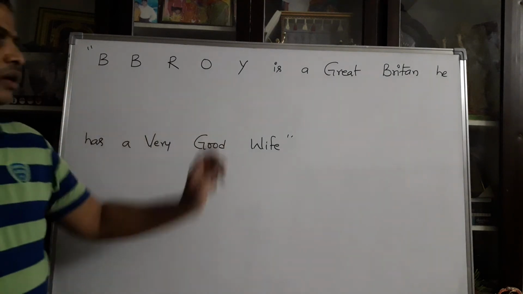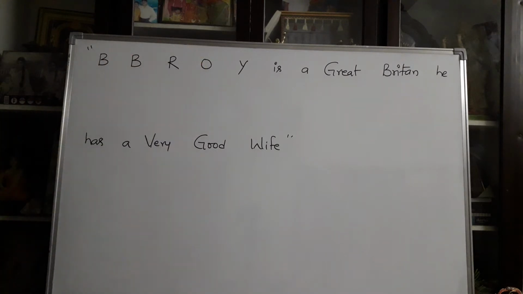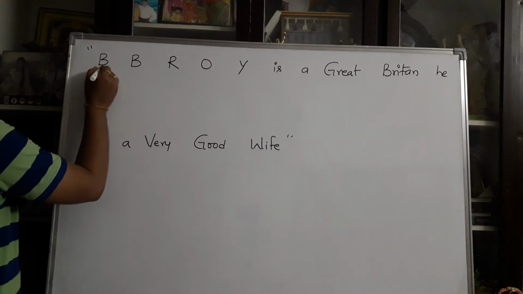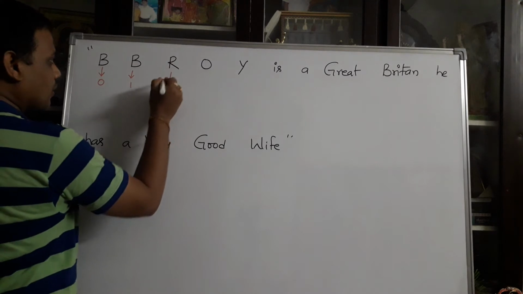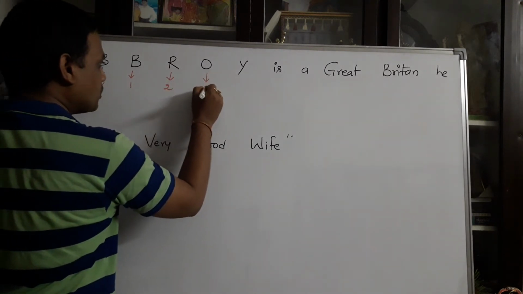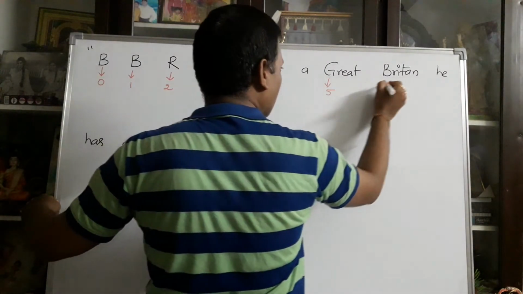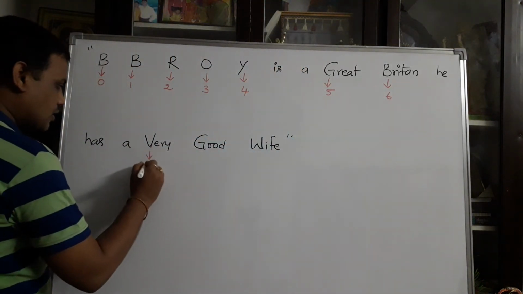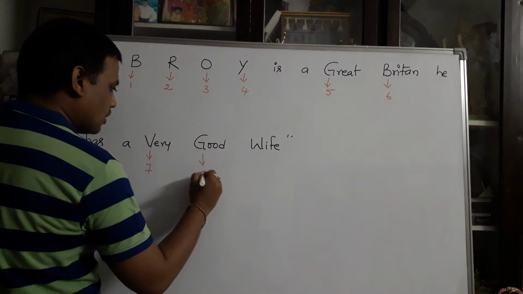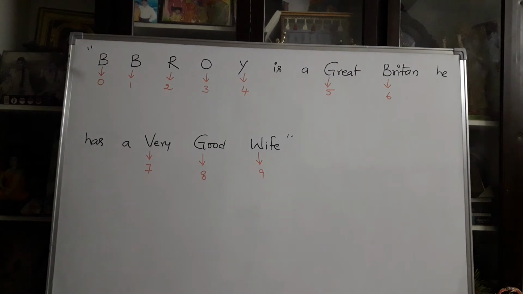I am writing the statement. Some letters are in bold, nothing but capital letters. Giving the numbers starting with 0: first B, 0; B, 1; R, 2; O, 3; Y, 4; G, 5; B, 6; V, 7; G, 8; W, white. So totally, I am giving the 9 numbers according to the statement, starting with 0 to 9.